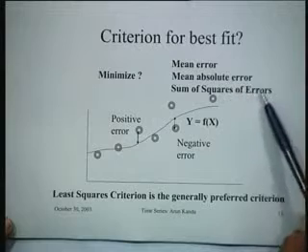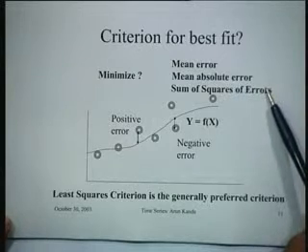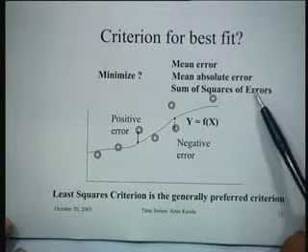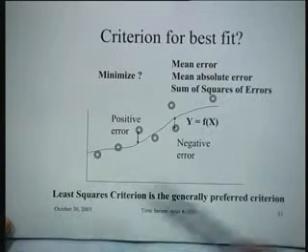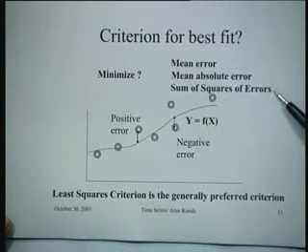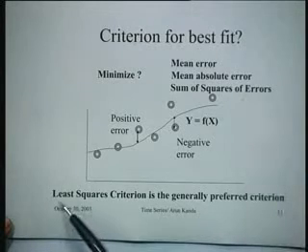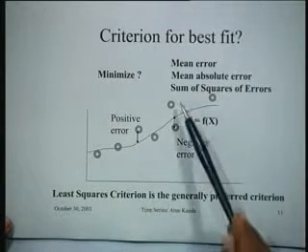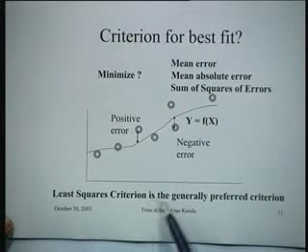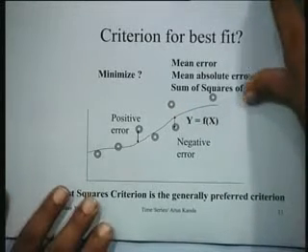Moreover, squaring the error is like magnifying the error to some extent. If the error is 2, by squaring it you get 4. So you are focusing on the error, and your objective function is now the sum of the squares of the errors, and it is this sum of the squares that you try to minimize. So it is for this reason that this is generally the most commonly used criterion for determining the correlation coefficient. So as we said, the least squares criterion, that is minimizing the sum of the squares of the errors, is the generally preferred criterion for reasons that we have just discussed.